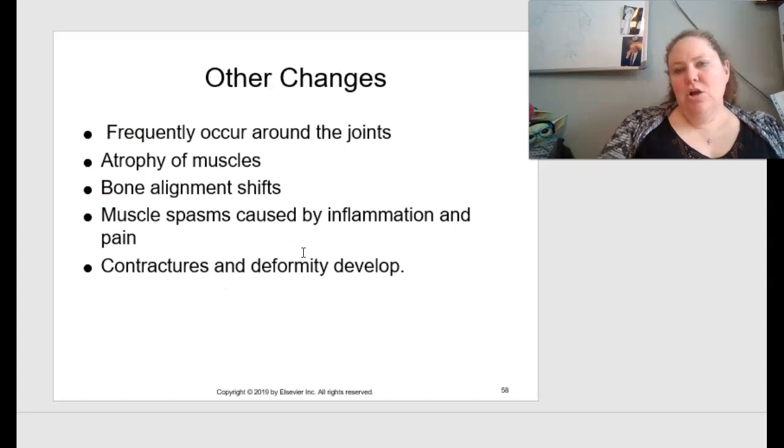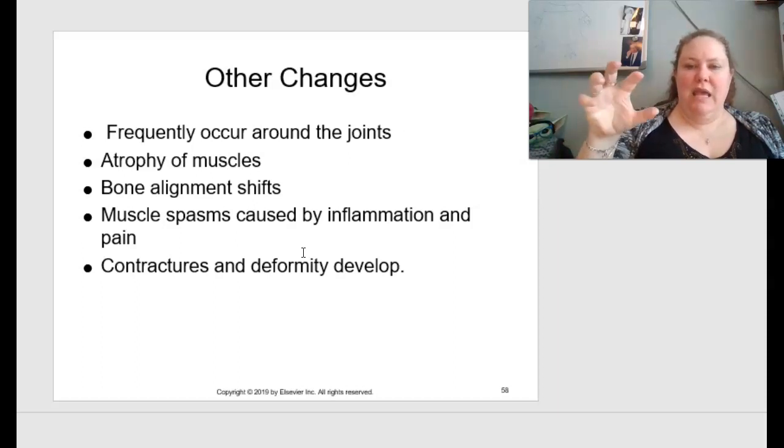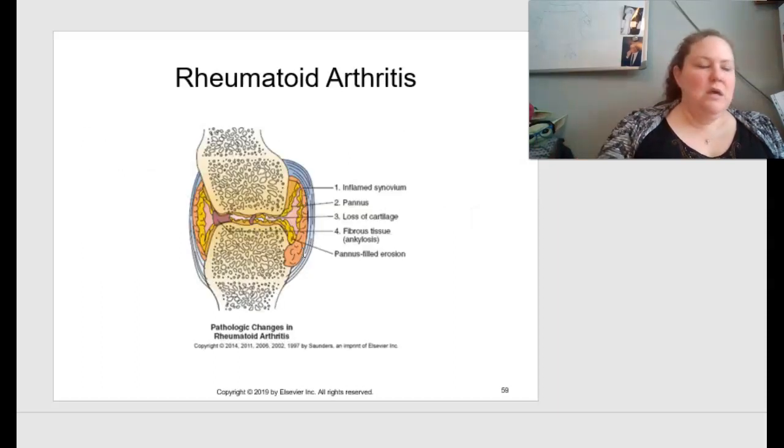Other changes frequently occur around those joints, and it can cause the atrophy of the muscles. It can cause bone alignments to shift. It can cause muscle spasms caused by inflammation as well as pain. And this can also have contractures of the hand and deformity that can develop.